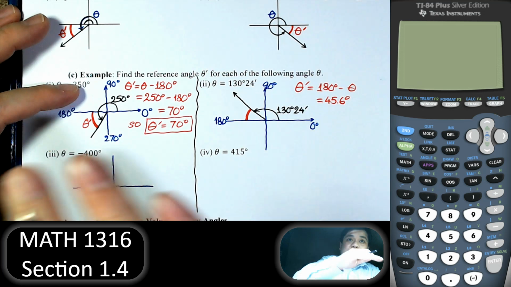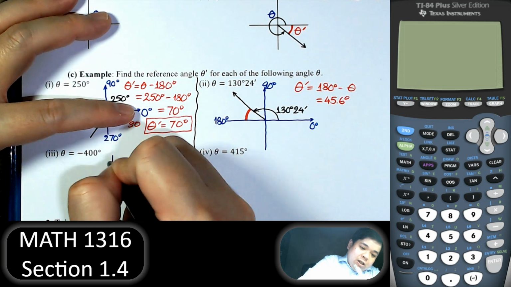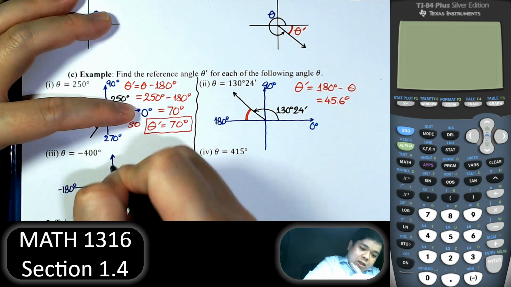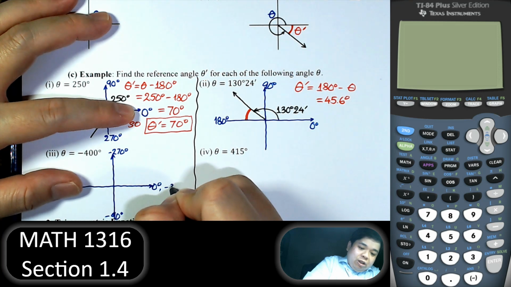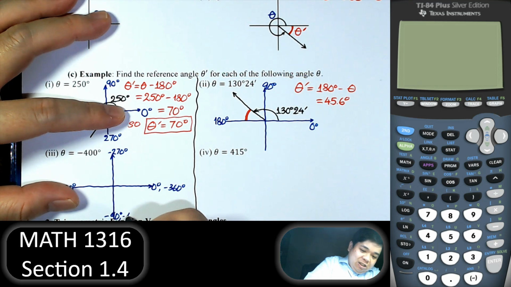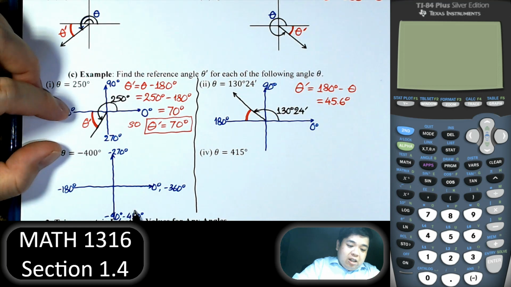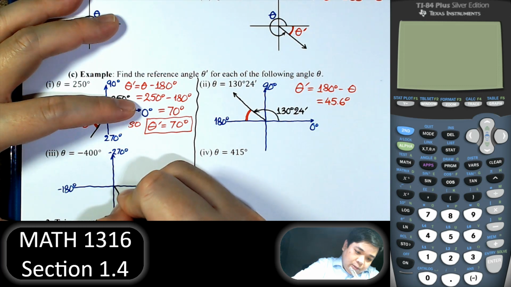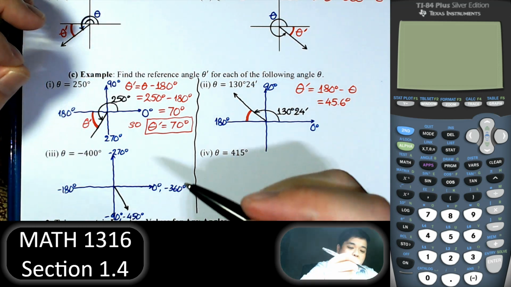Right, next, negative 400. This is negative, so we have to go clockwise now. 0, negative 90, negative 180, negative 270, negative 360, and then another 90 will be negative 450. So it's going to be between negative 360 and negative 450, so it's going to be in the fourth quadrant. Fourth quadrant, that's good enough.